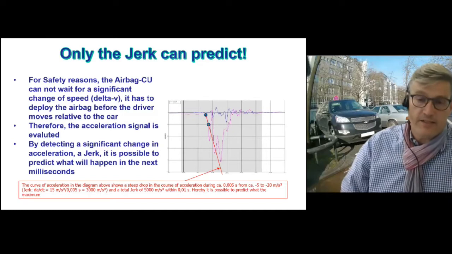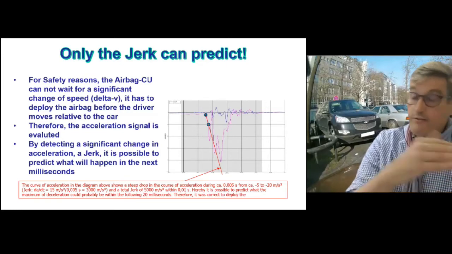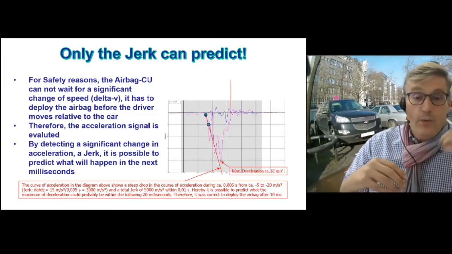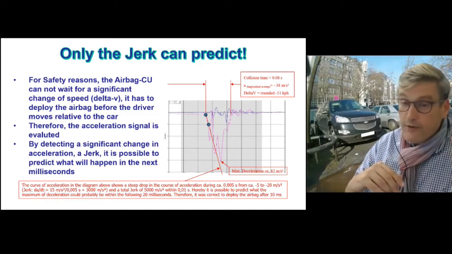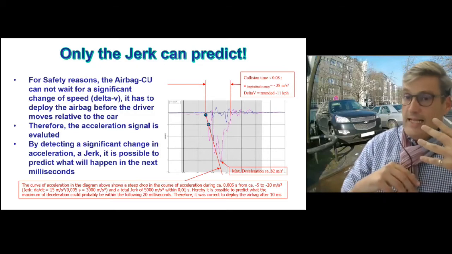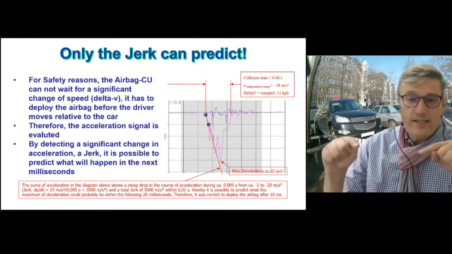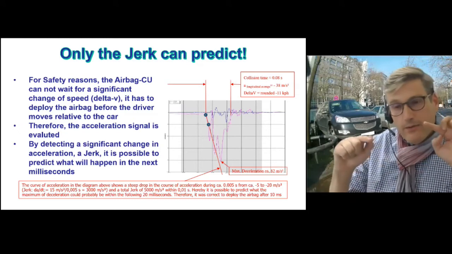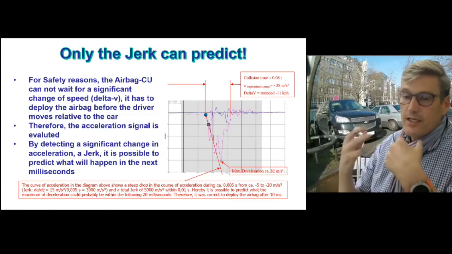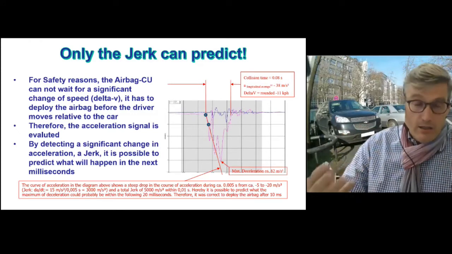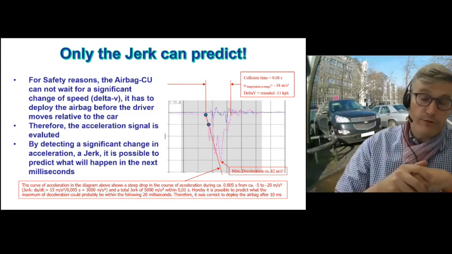And in this case, for instance, due to a rather hard rear end of the one car and rather hard front end of the other car, we had a high change in the deceleration within a very short period of only 5 milliseconds. From this 5 milliseconds, we predict what is going to happen within the next 20 or 30 milliseconds. And then we can see where the acceleration will come to a level where the car will be so decelerated that the driver needs an airbag to be protected. Okay, next slide, please.